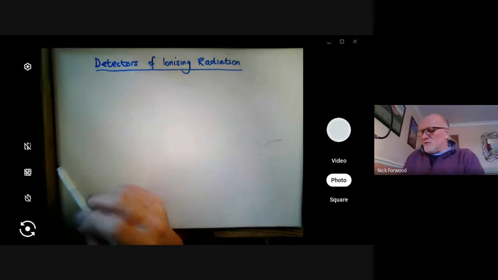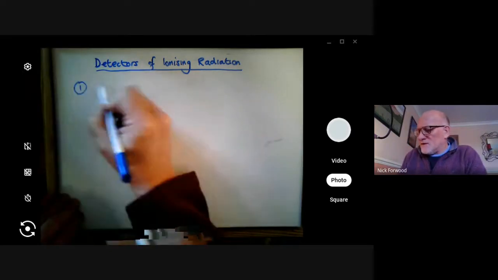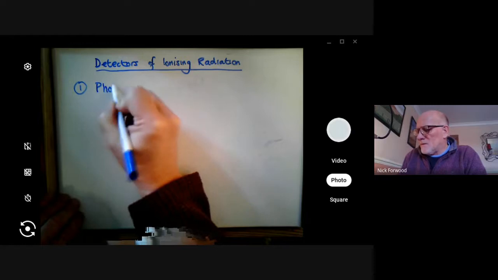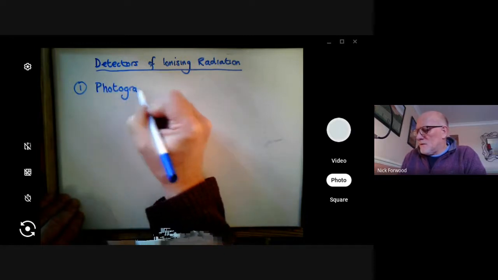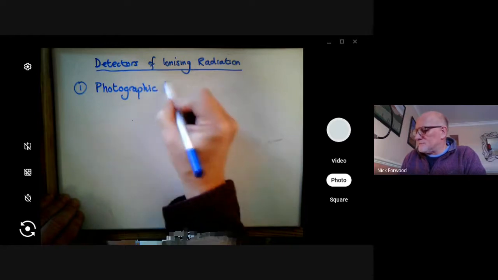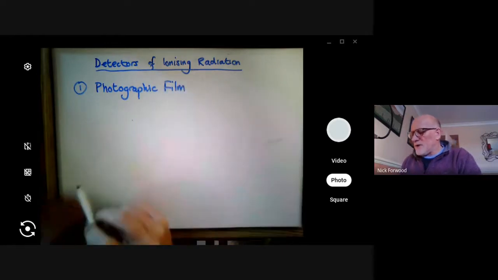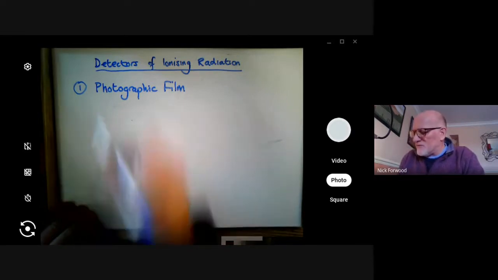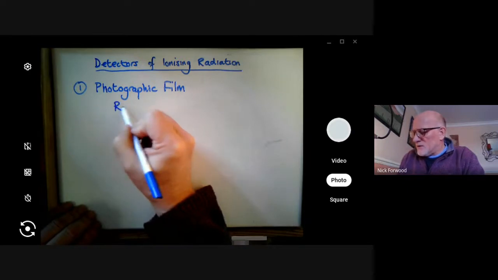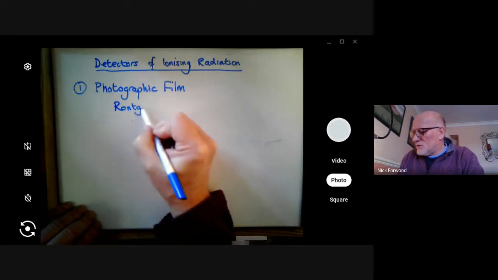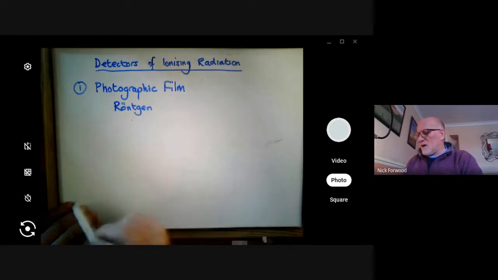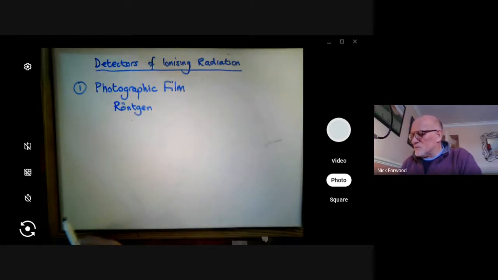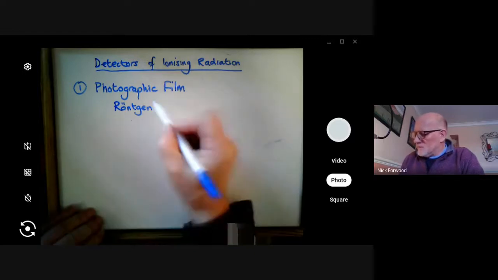Now, to start with, the first detector, and this is a bit historical, is photographic film. Back in the 1800s, if we go back to a little bit of history, X-rays had been discovered by somebody called Röntgen. And soon knowledge of Röntgen's work spread all around Europe, and other people started building the equipment that Röntgen was using to look at X-rays.